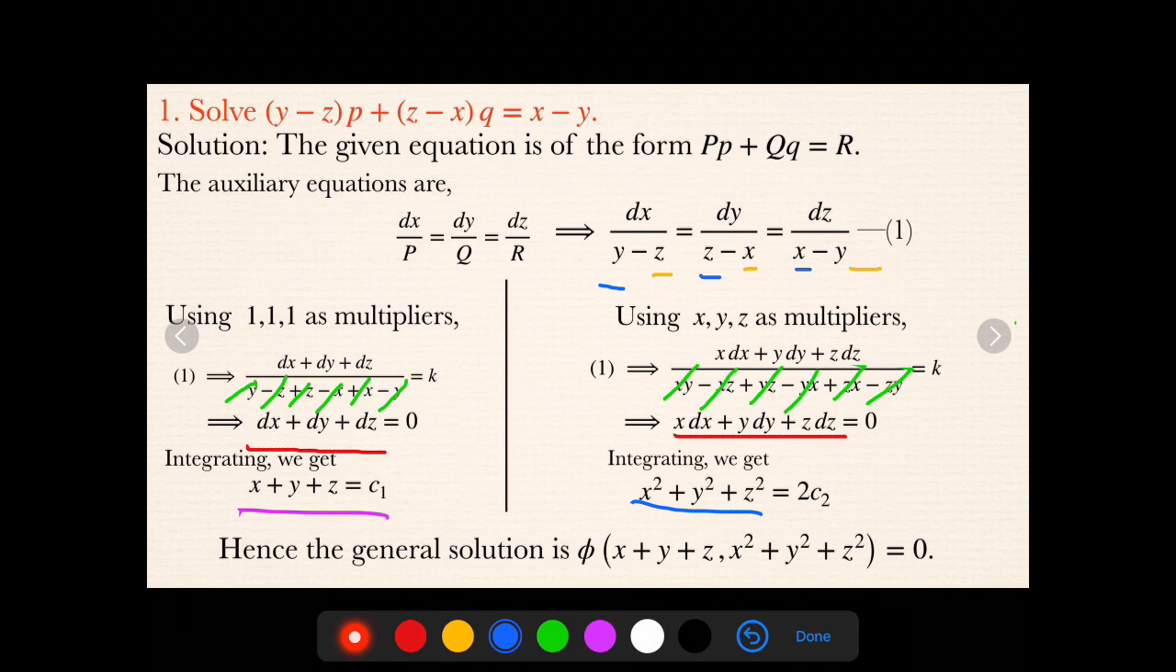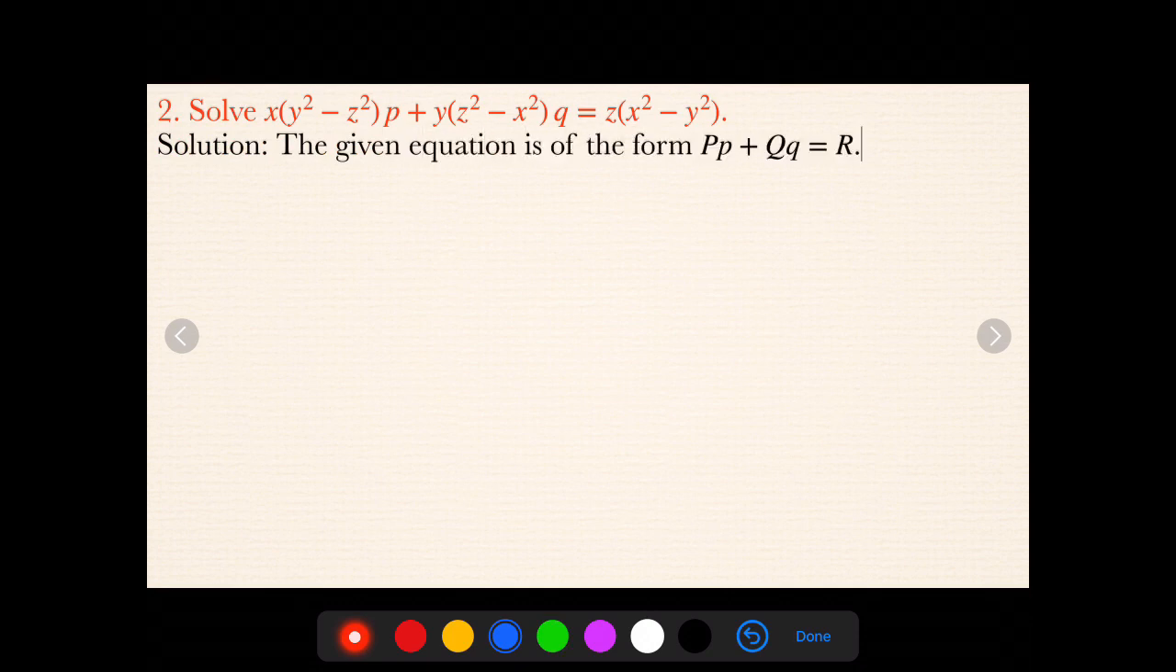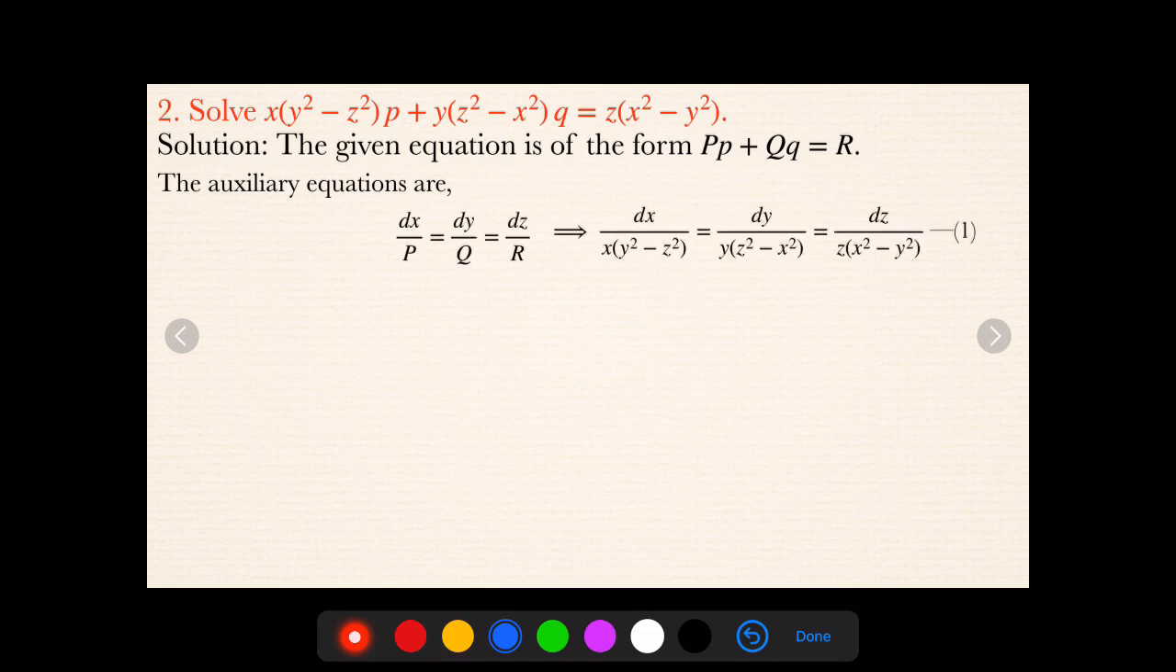Okay. Now consider the second problem. Solve y into y square minus z square into p, plus y into z square minus x square into q, is equal to z into x square minus y square. So clearly it is of the form Pp plus Qq is equal to R. Okay. So write the auxiliary equation and substitute the values of P, Q, R. Now observe carefully here.